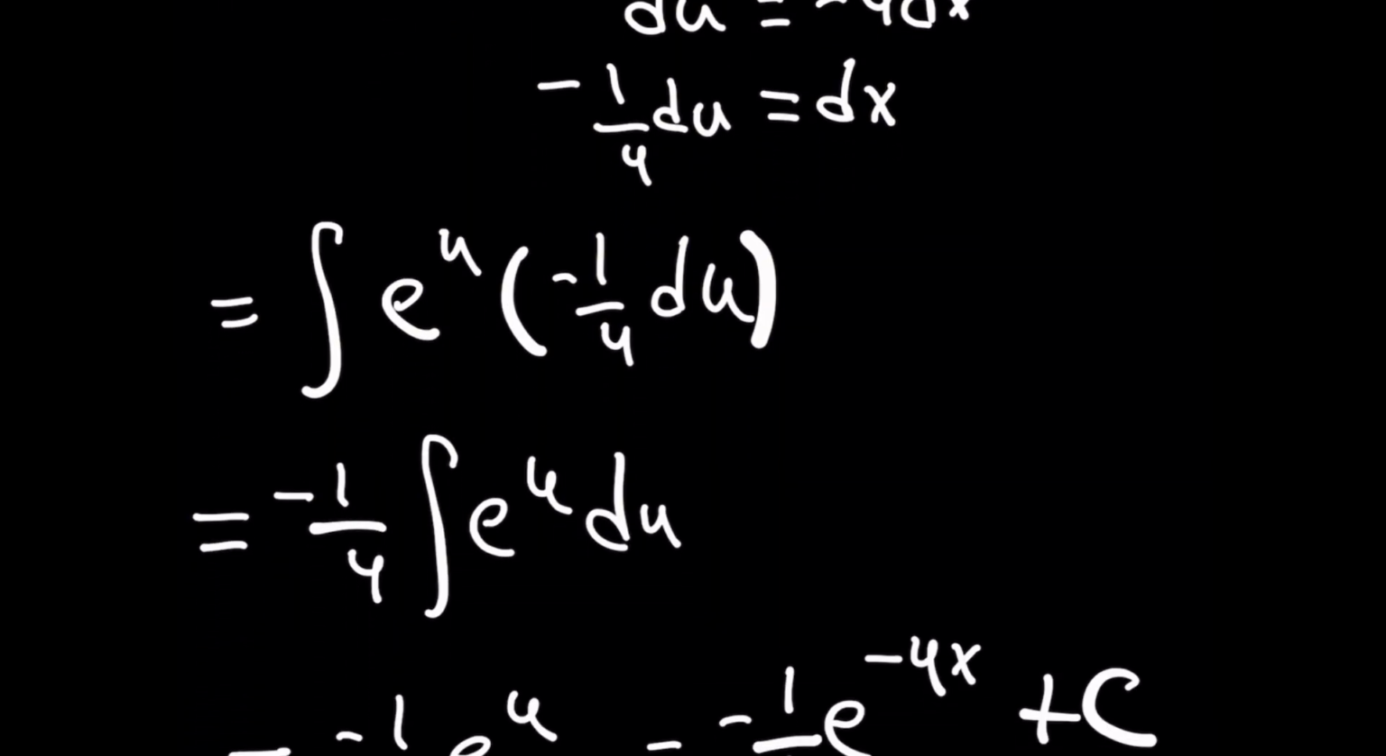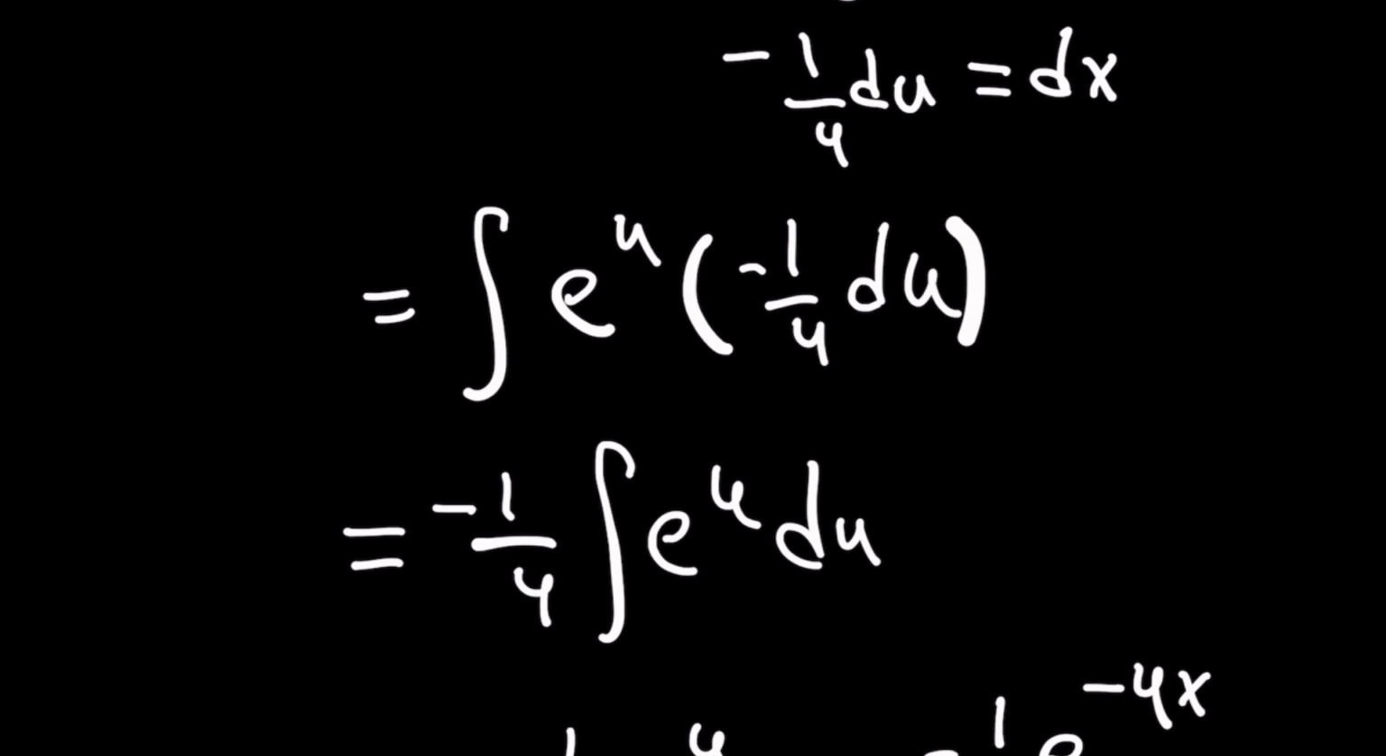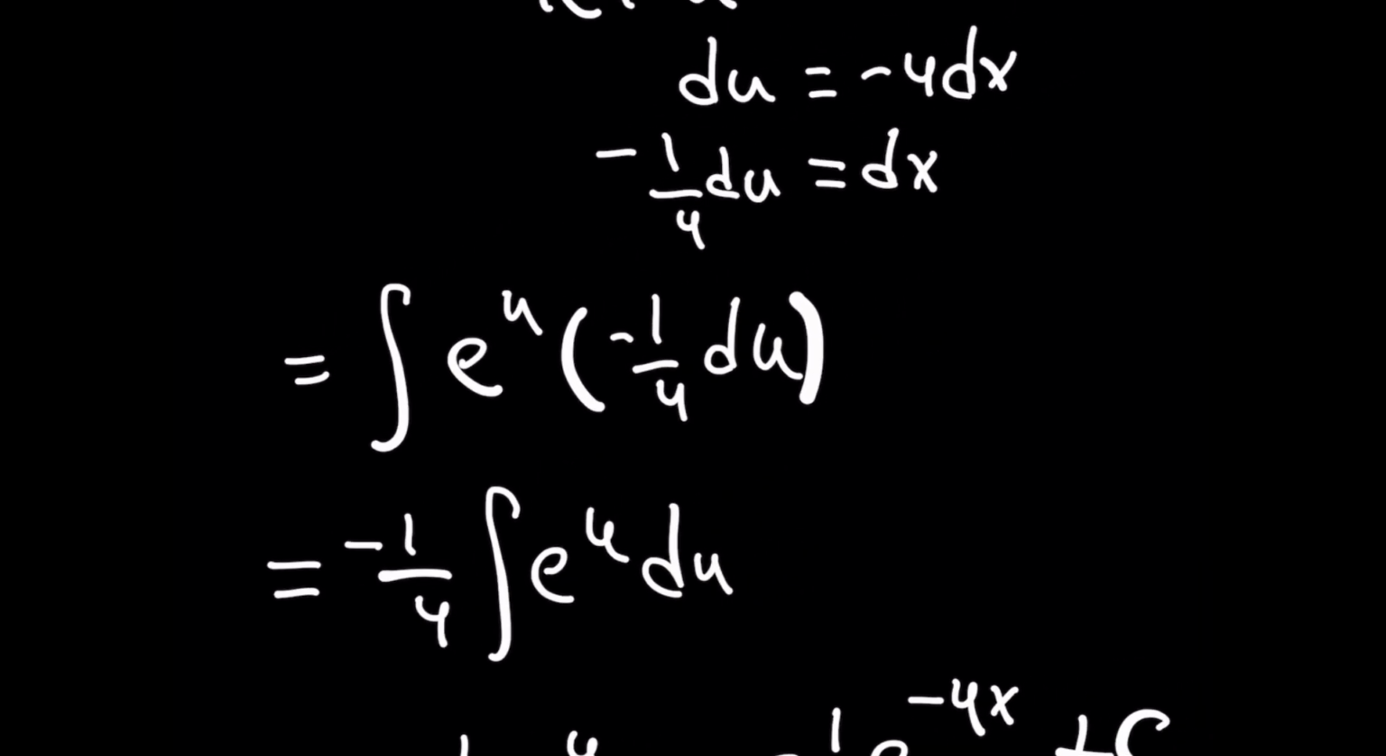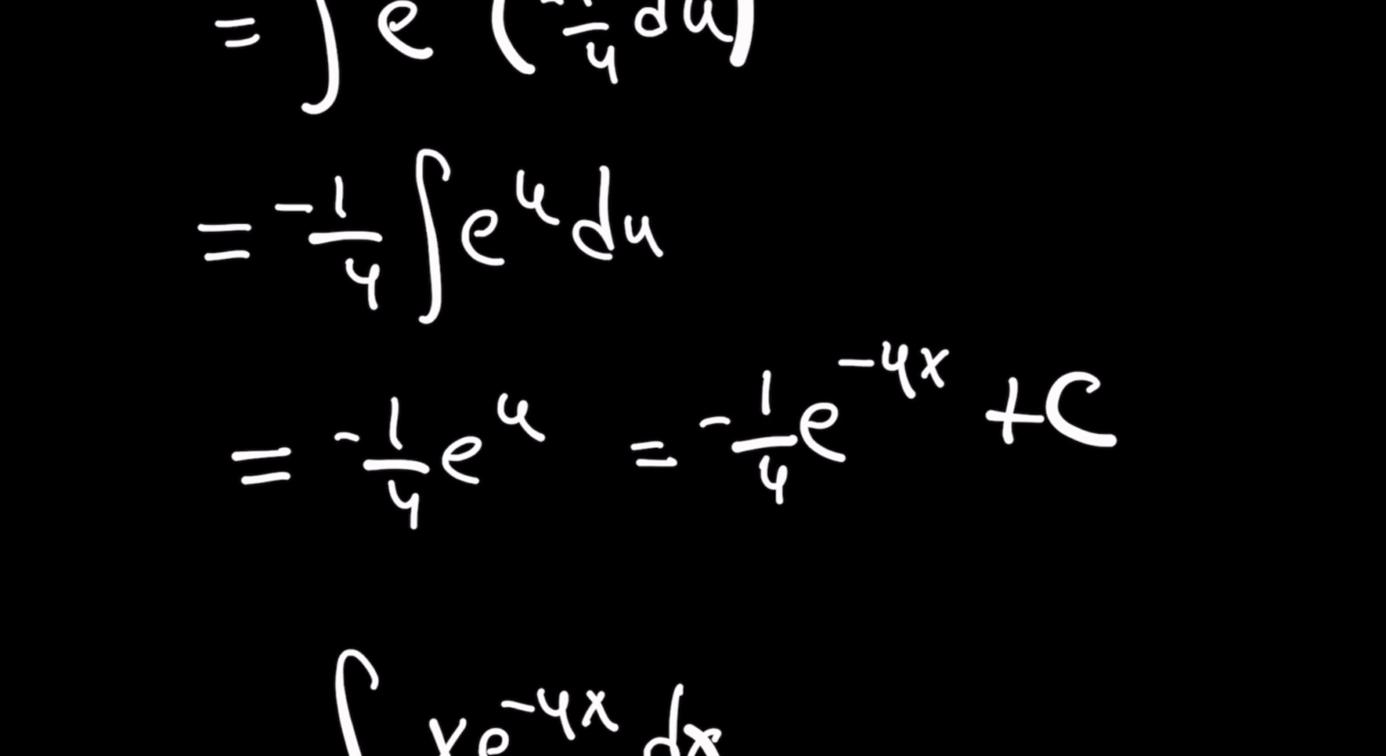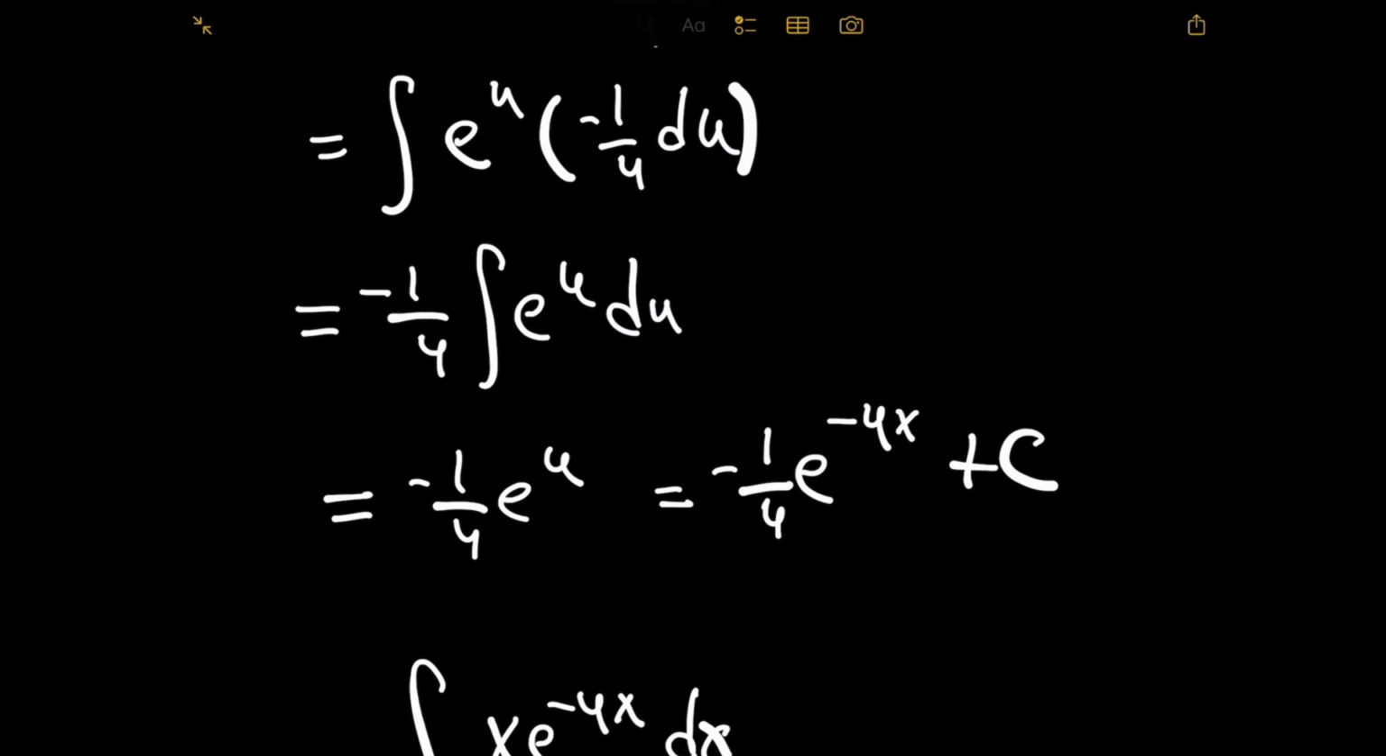Okay, so then when you plug everything in, this becomes an integral of e to the u times negative 1/4 du. And bringing the constant out, that negative 1/4, you have a simple e to the u integration, which is simple, right? That just gives you negative 1/4 e to the u. And when you plug back in what u is, you get negative 4x for the power of e. And all of this is plus c, because we don't want to forget our constant that we get after integration here.